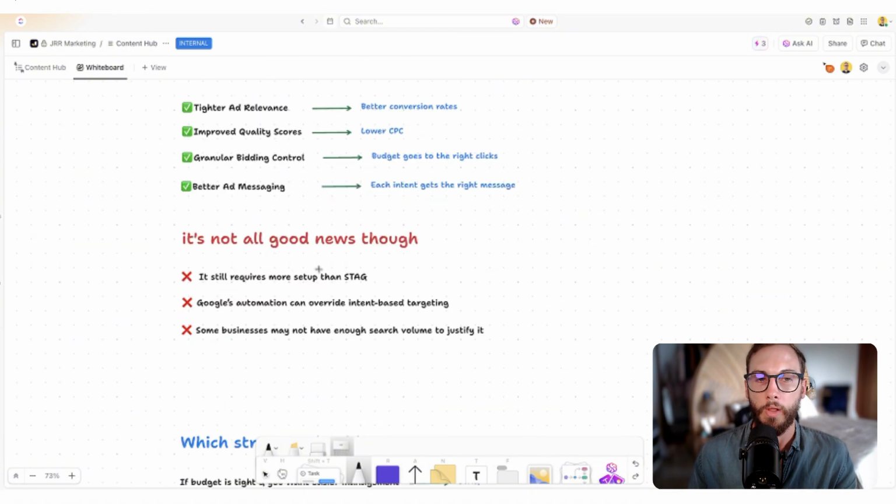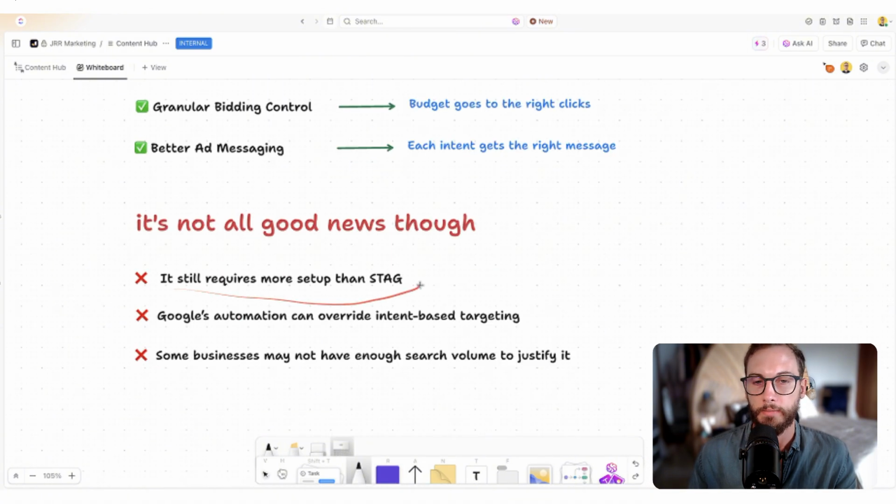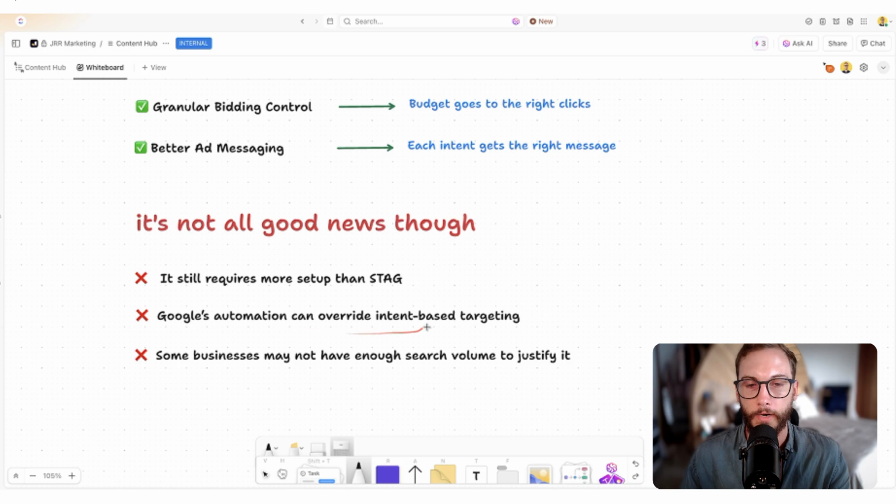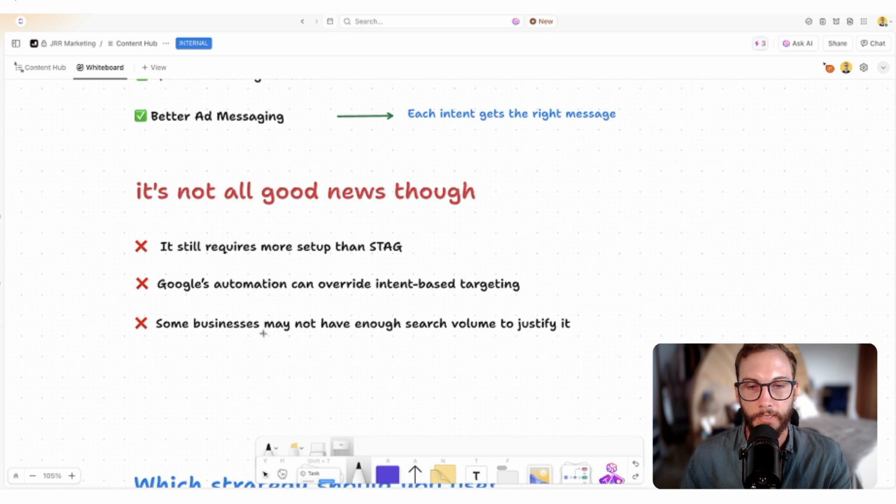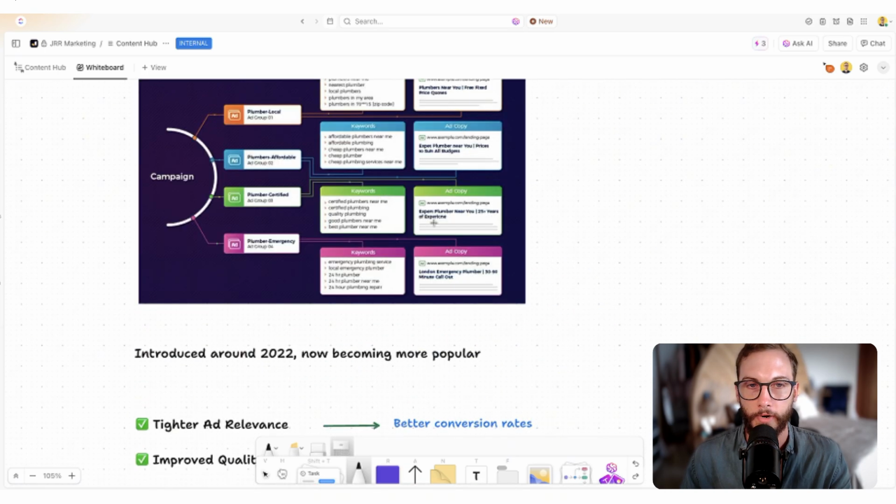But it's not all happy days in this case because it still requires more setup than single theme ad groups, so it takes a little bit more time. Google's automation can sometimes override it depending on your bidding strategy, but also the match type, right? Even exact match has been known to play about and not do its job properly, what it was intended for. And then some businesses may not have enough search volume to justify it. So you might not have enough budget, or you might not have enough search volume in the local area where you can actually use single intent ad groups correctly.